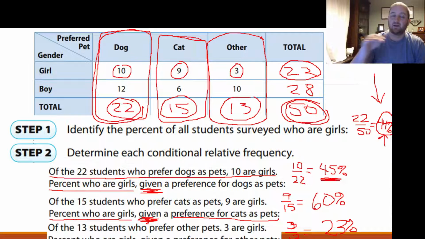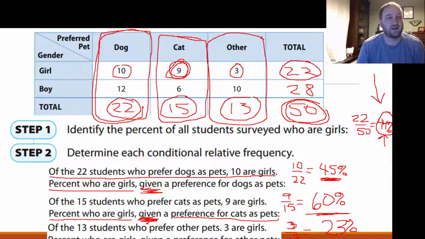Now, if the conditional relative frequency percent is higher, such as this one, 60% of cat lovers are girls. So the percent of girls among students who prefer cats is 60%, which is a lot higher than 44%. That means that girls are more likely than boys to prefer cats, right? You can see 9 is a lot higher than 6. Girls are much more likely to prefer cats than boys are.